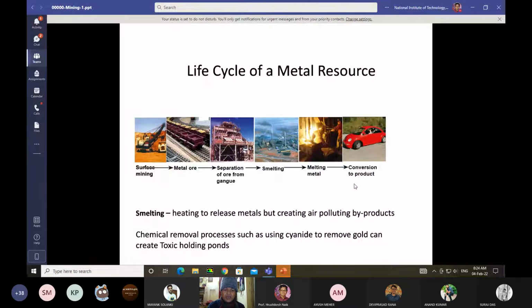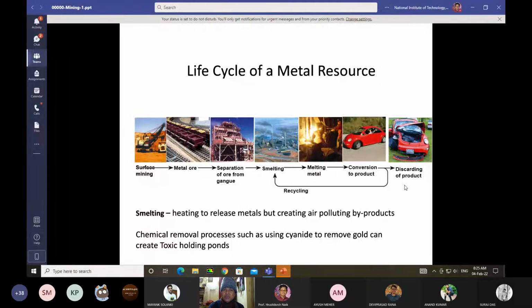Smelting means heating to release metals, but creating air-polluting byproducts. Whenever you go for smelting, air pollution is there. Chemical removal processes, such as using cyanide to remove gold, can create toxic holding ponds. After the end product is obtained, after using it, instead of discarding the product, it can be recycled and the smelting can be done again. So this is the life cycle of a metal resource.